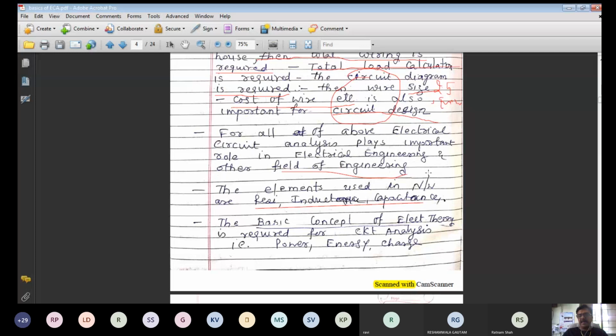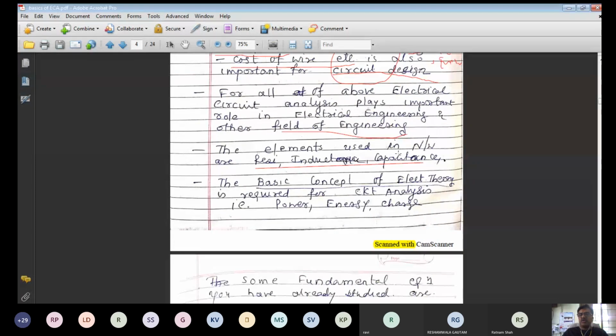For all the above, electrical circuit analysis plays an important role in electrical engineering and other fields of engineering, right? Now, what are the different elements used in the network? You are all familiar with these elements: resistance, inductance, that is L, and capacitance. These are the three elements of our electrical network. In any electrical network, these are the three components we work with.